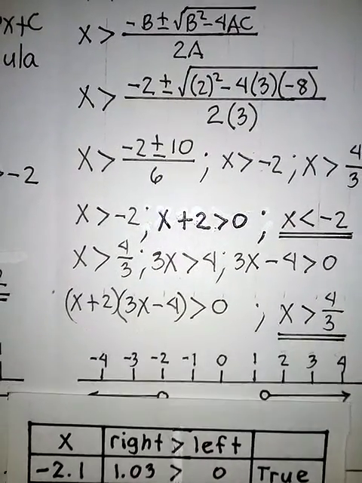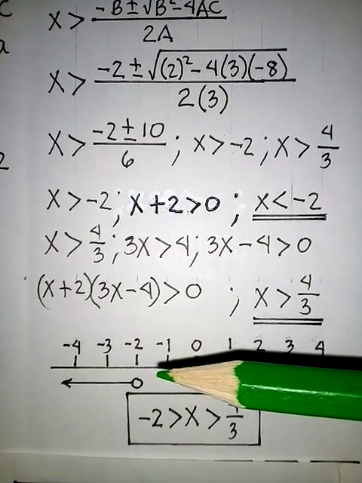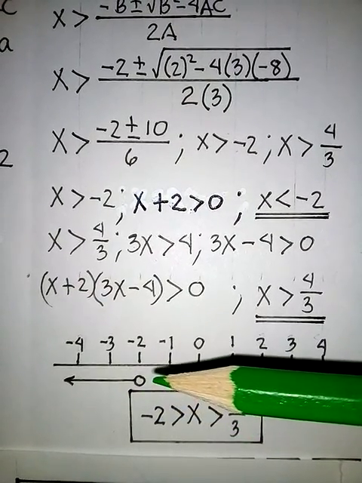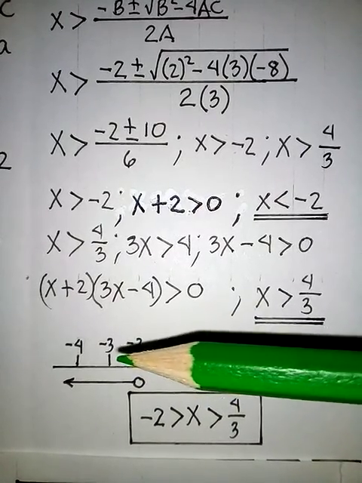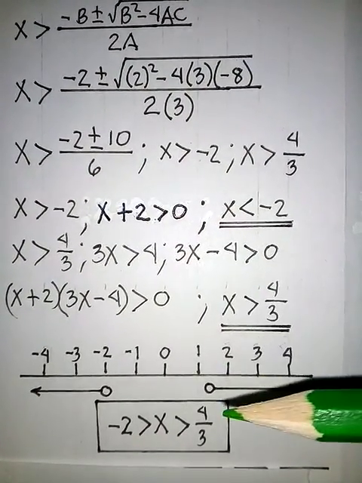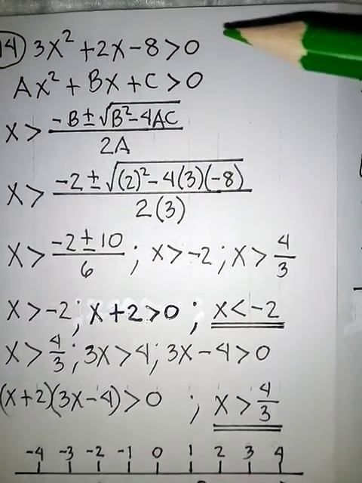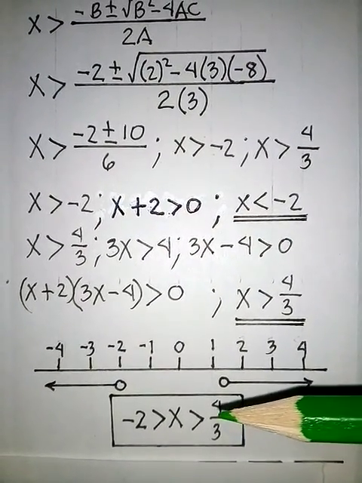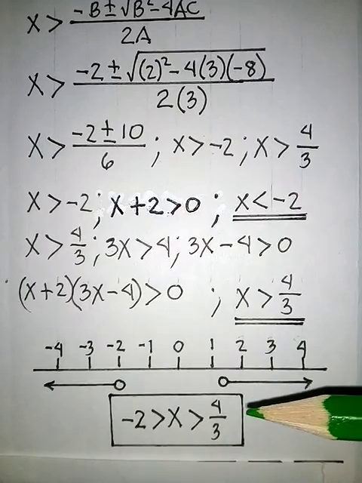So, in our number line, we represent the answer. All the values less than negative 2 will satisfy the given equation here. So this is correct. And all values greater than 4/3 will also satisfy this given equation. Therefore, our final answer is: x should be less than negative 2, or greater than 4/3.